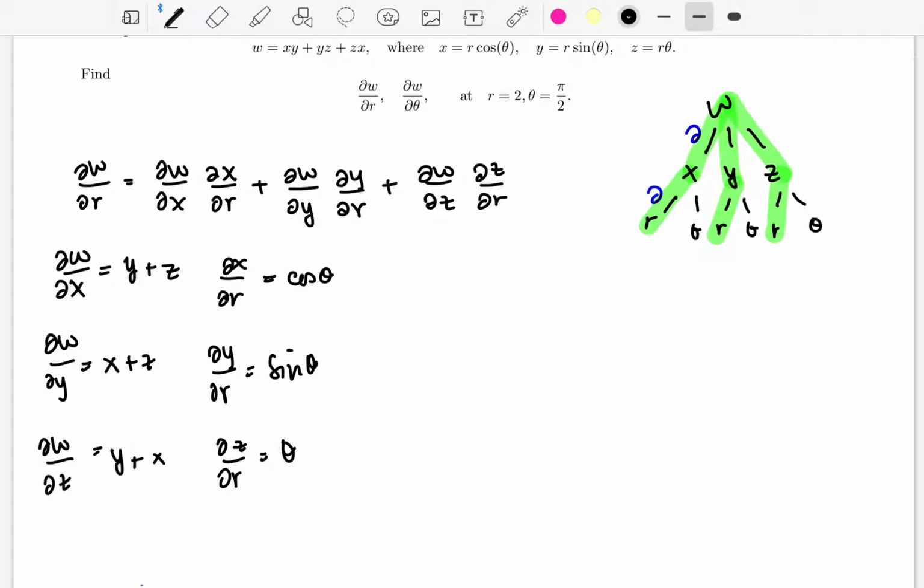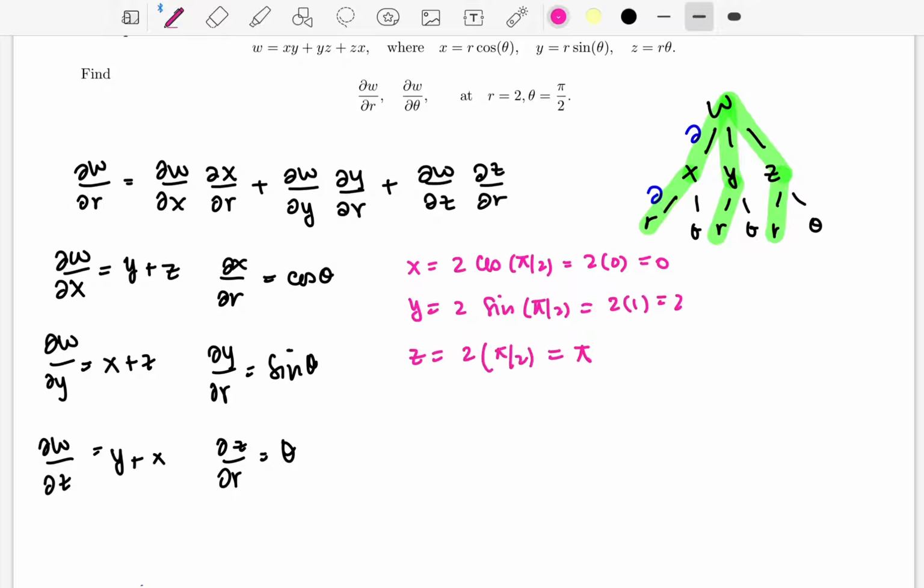Now I need to evaluate everything at r equals 2 and theta equals pi over 2. So let me just do it real quick for x, y, and z. So x is equal to 2 cosine of pi over 2, which is equal to 2 times 0, so I get 0. y is equal to 2 times sine of pi over 2, which is equal to 2 times 1, so I get 2. And finally, z is equal to r times theta. So 2 times pi over 2, I get pi.